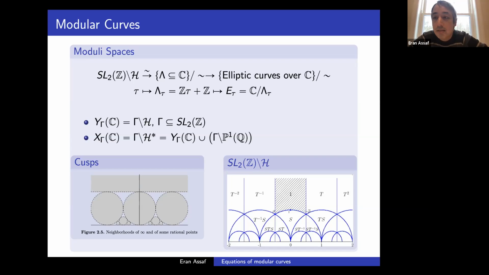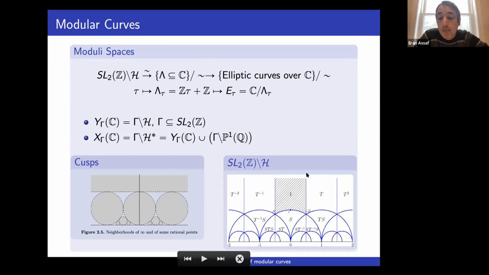The problem with this moduli space, or maybe the first problem, is that it's not compact. When we do geometry, it's much easier to work with compact things. So we compactify it. We add some points. We add the point at infinity. We add all the points on the real axis, and we identify them up to the action of our group gamma.